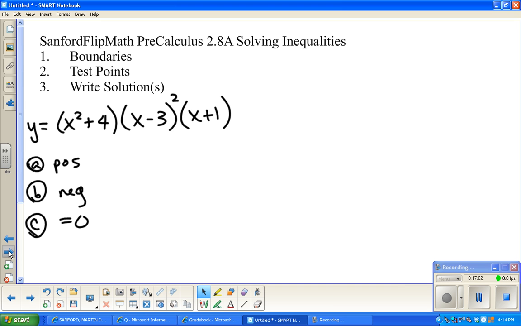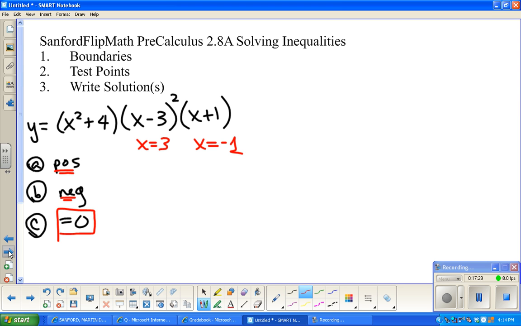Okay. All right, so quick little note to self. Boundaries are going to happen when this thing is equal to 0, because positive happens starting just above 0, and negative starts at just below 0, and everything changes where things are equal to 0. Okay, so what we're going to do then, the boundaries happen where x is going to equal 3, x would equal negative 1, and what about boundaries for that?